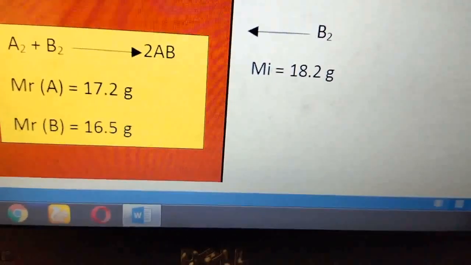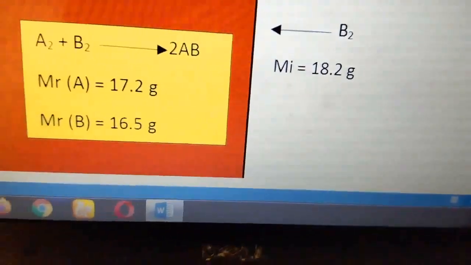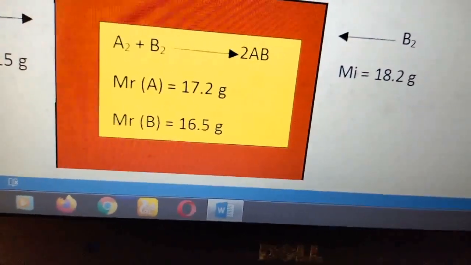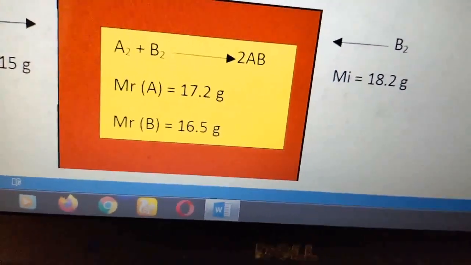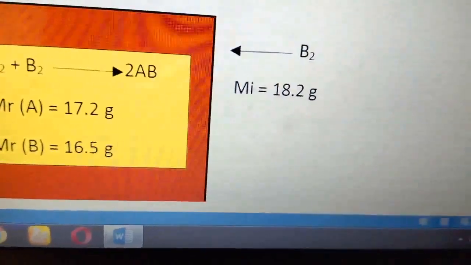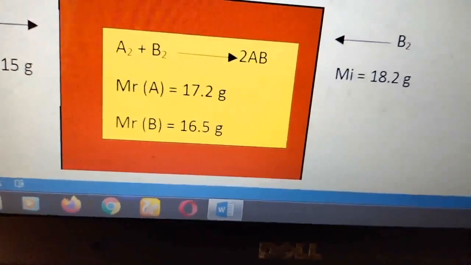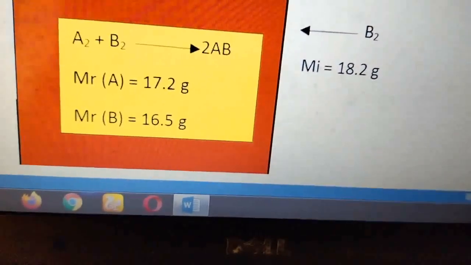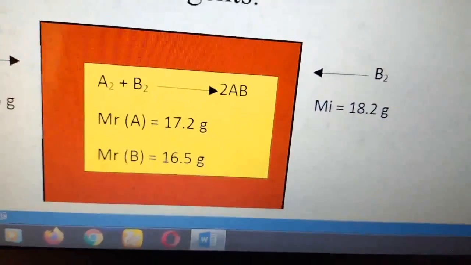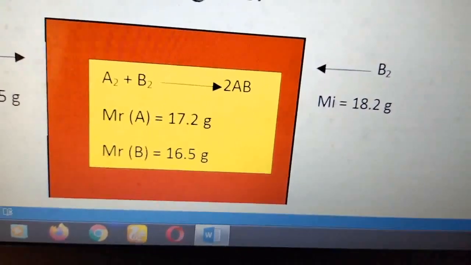The mass of B introduced is 18.2 grams, and the mass of B required for reaction, Mr for B, is 16.5. So we introduce 18.2 grams and 16.5 grams of B reacted. That means we're going to have a surplus of B remaining. That's 18.2 minus 16.5. So B is now the excess reagent.